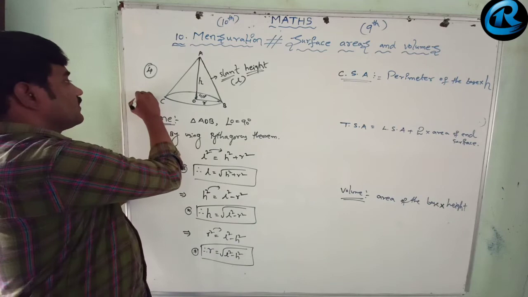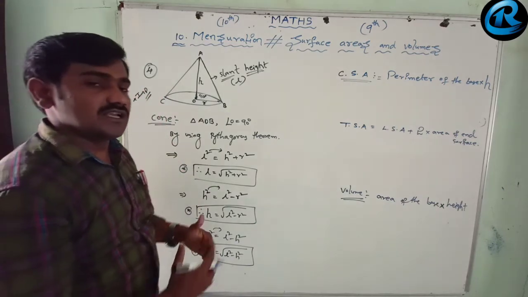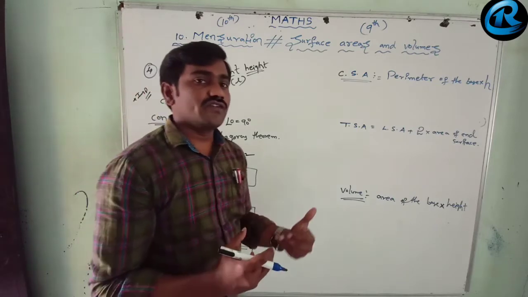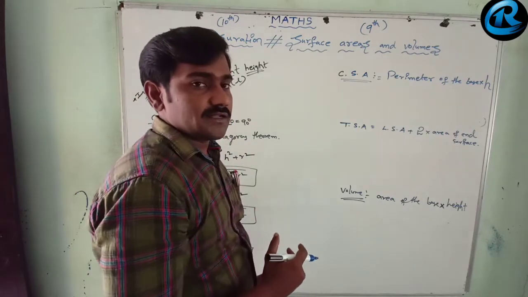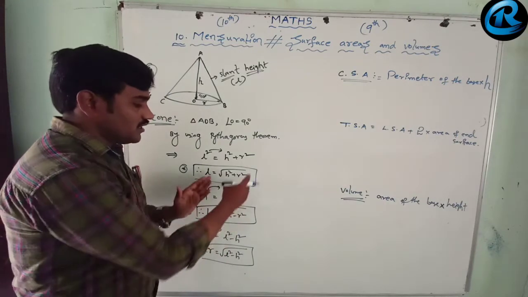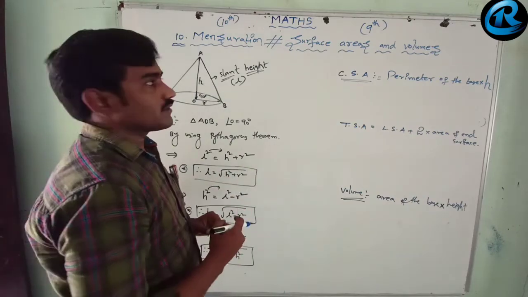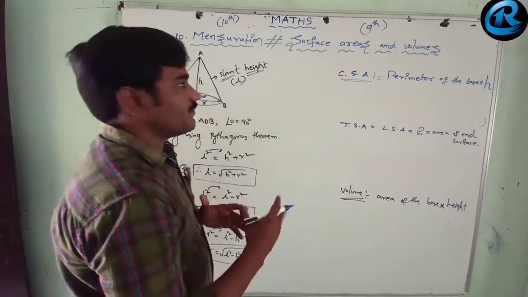This is important. Only in the case of the cone is it important. We will get these extra formulas. In other solid figures we won't get any extra formulas like this. To find out the slant height, or the height of the cone, or the radius of the cone, these three formulas will help us. If you write this procedure aside separately for the cone, it will be better.